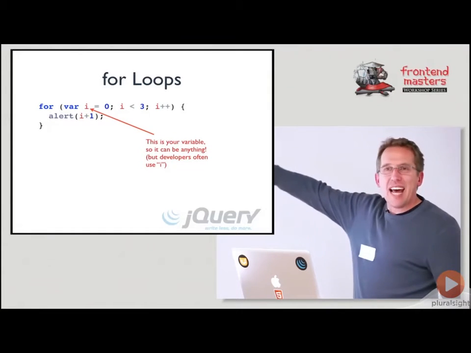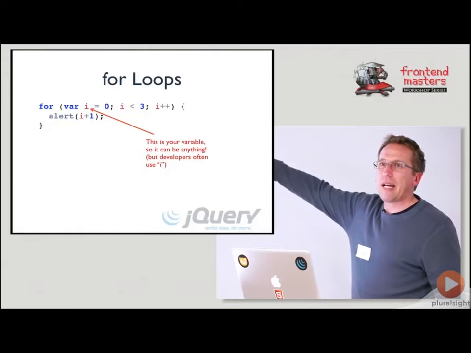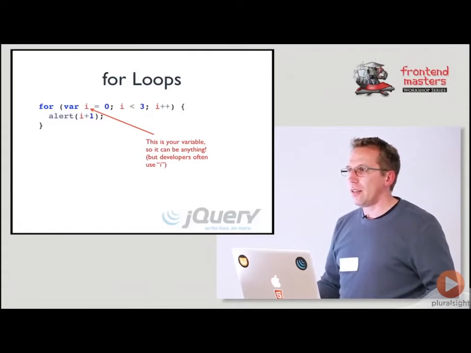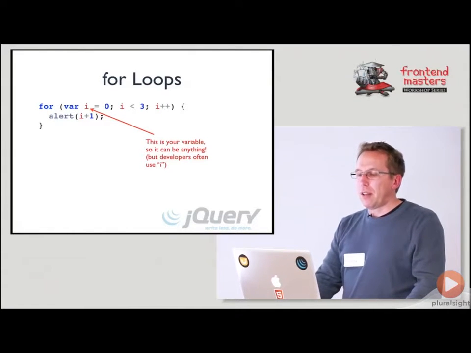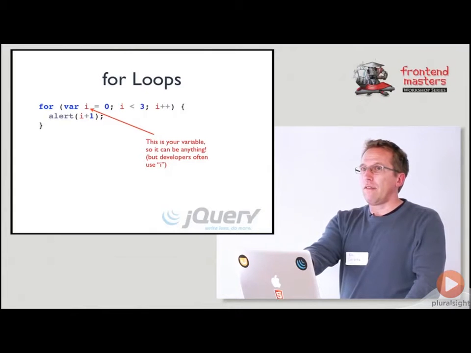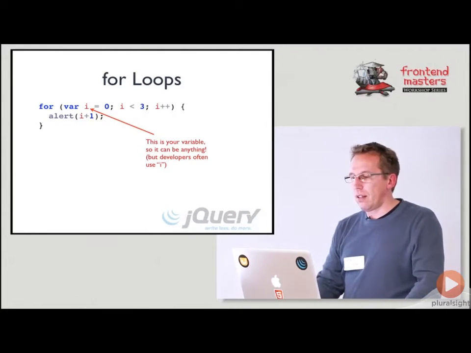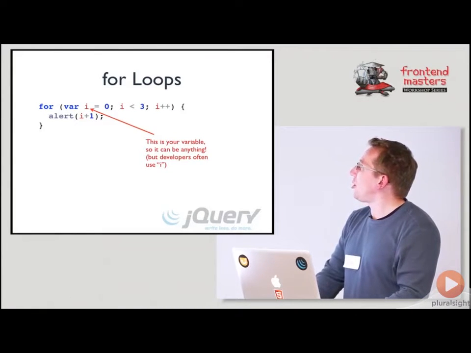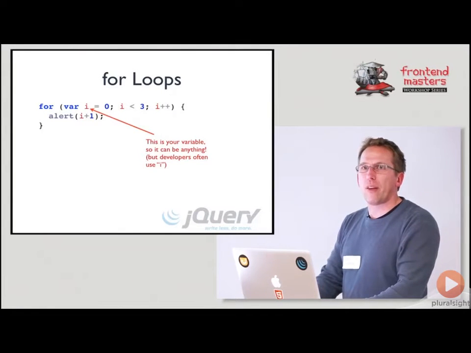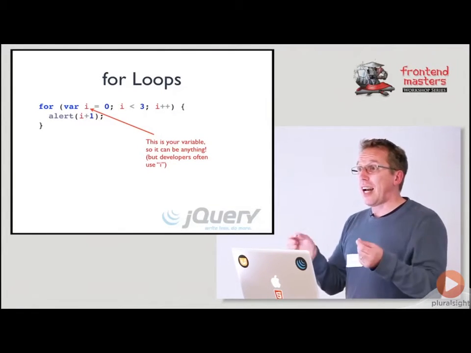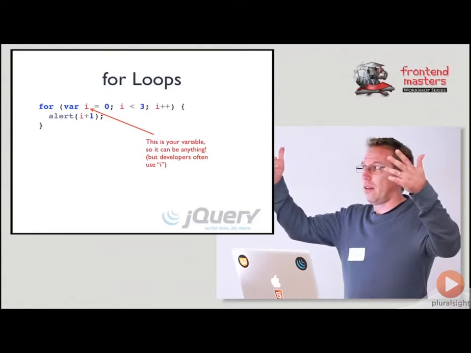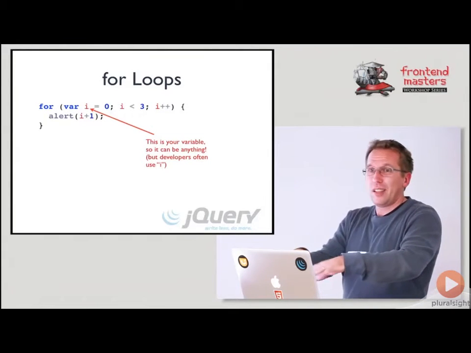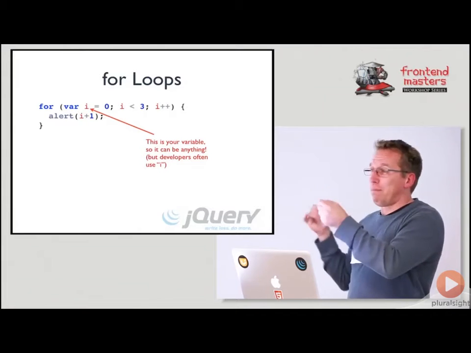That i there doesn't have to be i. It can be anything you want it to be. i is just a convention. It's just a one-letter variable name. You don't have to var it here. You can var it outside of the parens there. But you shouldn't just say for i = 0 without varring that i, right? Because then i becomes a global variable, and if you're doing a few loops like this, they can mess with each other.